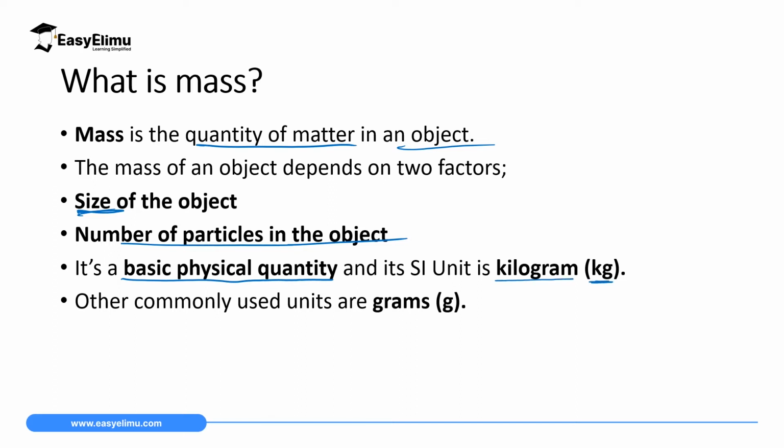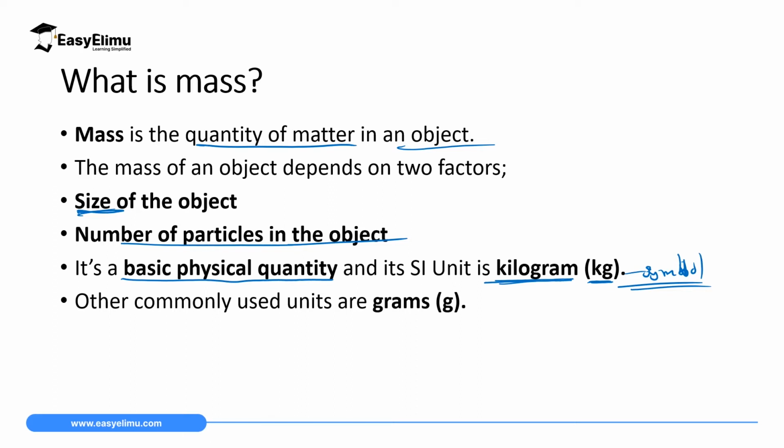Now, students, be very keen. When you are asked to state the SI unit, you give the statement kilogram, but kg is not the SI unit of mass. This is a simple symbol for SI unit. It's not the SI unit of kilogram. It's only a symbol for the SI unit of mass, which is kilogram.